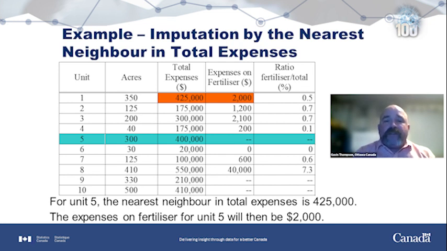We could also model this and say that farm number 1 is 6% bigger than farm number 5 based on total expenses. So we could add 6% to the fertilizer expenditures, which would be another $120. So we could do $2,120 there if we wanted.